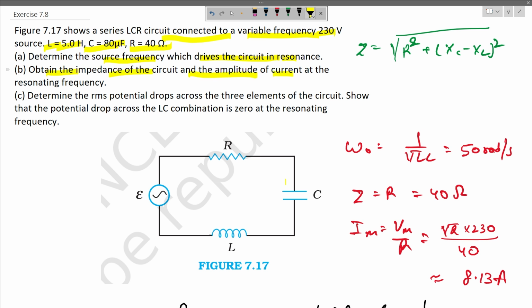the amplitude of the current at the resonant frequency, and determine the RMS potential drop across the three elements in the circuit. Show that the potential drop across the LC combination is 0 at the resonant frequency. Now we know the driving condition for resonance is that the frequency of the source matches the frequency of the circuit. So that is the main condition of resonance.